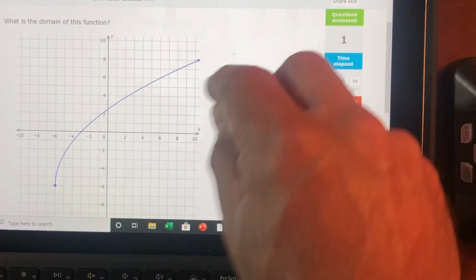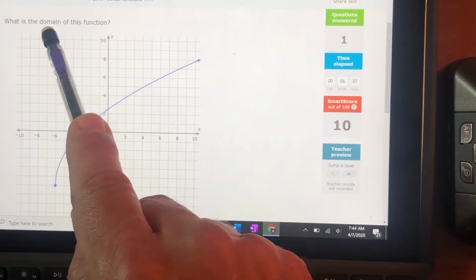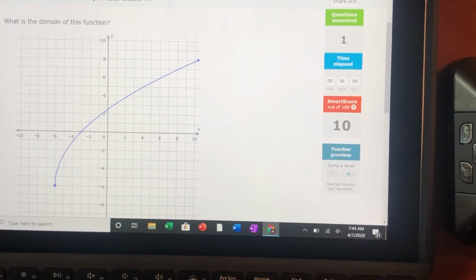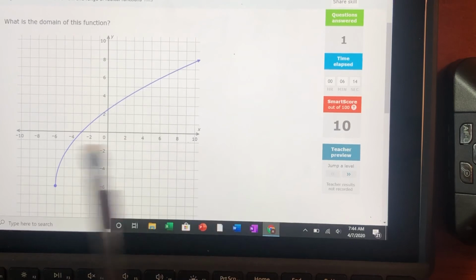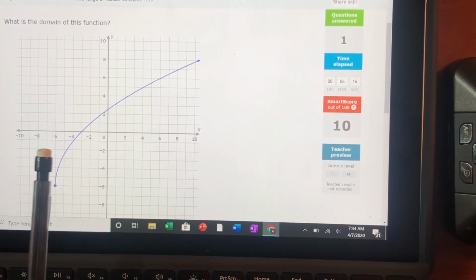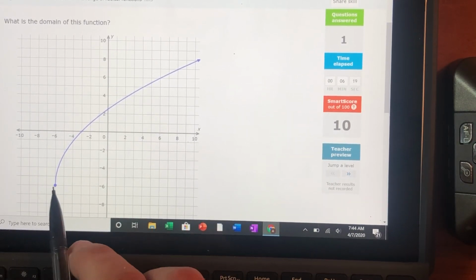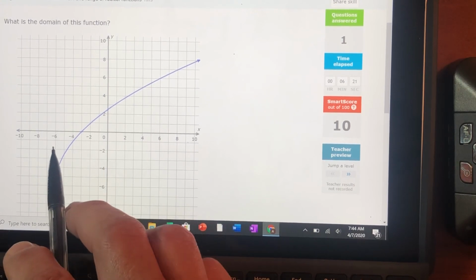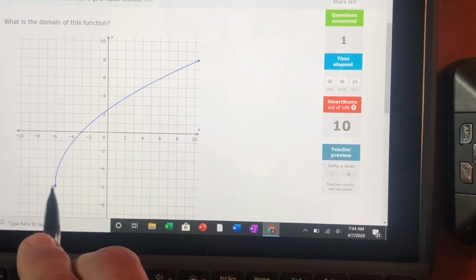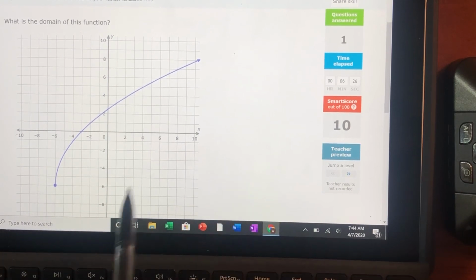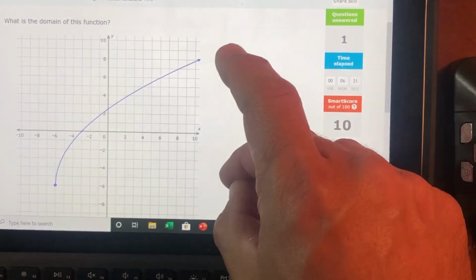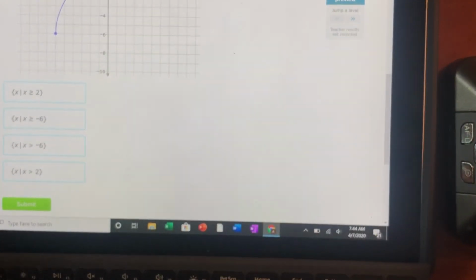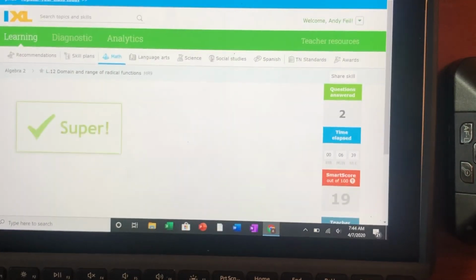All right, let's try a few more of these. Let's take a look at this one. This time they're asking us for the domain. What is the domain of the function? Domain is left and right, okay? So forget about the up and down, just look at the left and right. Where does it start as you go from left to right? Well, it looks like it starts right here, at -6. So it's starting at -6 and it's going to the right. So that means x is going to be greater than or equal to -6. You make your choice and you submit.